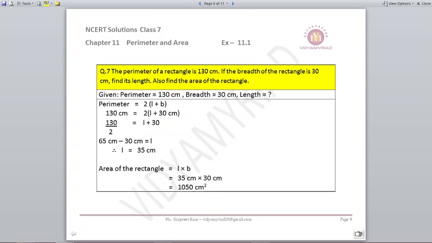We don't know length here. We know perimeter 130 is equal to 2 into (length will remain as length plus breadth will remain as 30). So 130 divided by 2 is equal to length plus 30. That comes to 35 centimeters. So the length of the rectangle is 35 centimeters. We need to find the area of the rectangle now. Area of a rectangle is length multiplied by breadth, which is equal to 35 multiplied by 30. That comes out to be 1050 centimeters square.